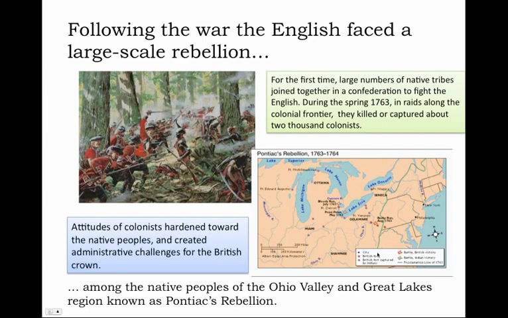The attitudes of colonists hardened toward the native people, especially those who were migrating beyond the Appalachian Range into these new regions, new for them, of the Ohio River and Mississippi River basins. And this created untold administrative challenges for the British Crown to try and secure the peace, to put down a rebellion, to manage boundaries was a full-time proposition now for this upstart empire, Great Britain.